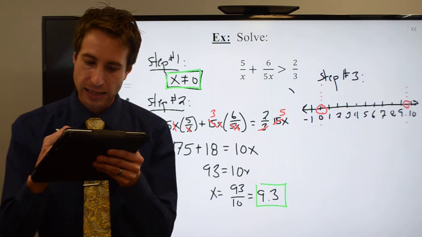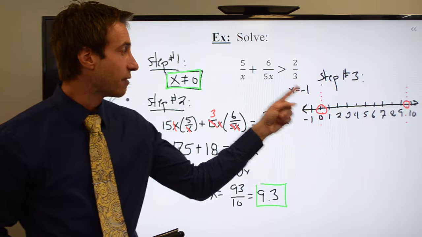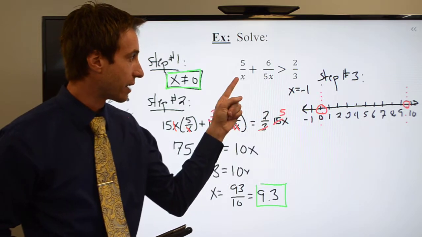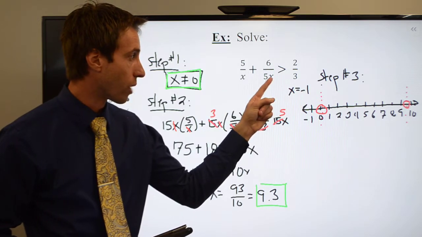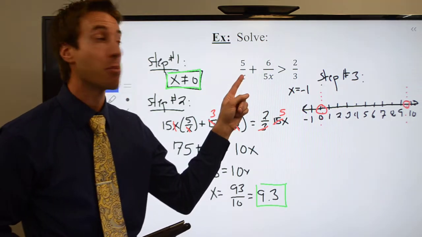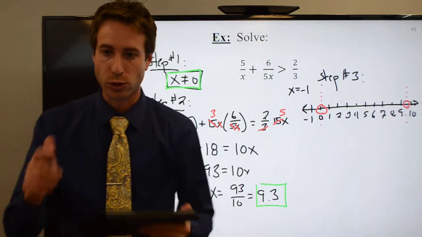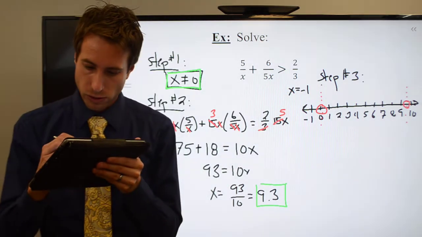How about we do x equals -1? Well, if I go ahead and plug a -1 into the original inequality, so a -1 there and a -1 right there, what you're going to find is that this actually turns out to be a number that is less than 2/3. Less than 2/3, which of course is false.